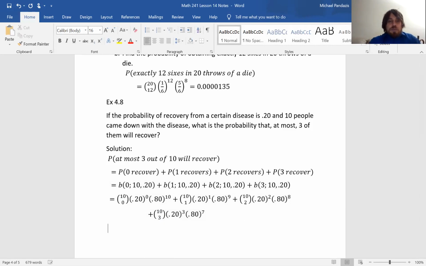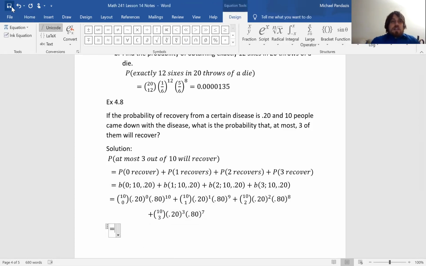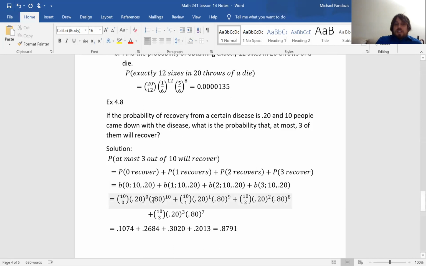Okay, you just calculate each one, and then you add them up. When you do that, you get 0.1074 plus 0.2684 plus 0.3020 plus 0.2013. This is equal to 0.8791. You calculate each of them separately, and then you add them up, and you get that. And so that is the end of that example.